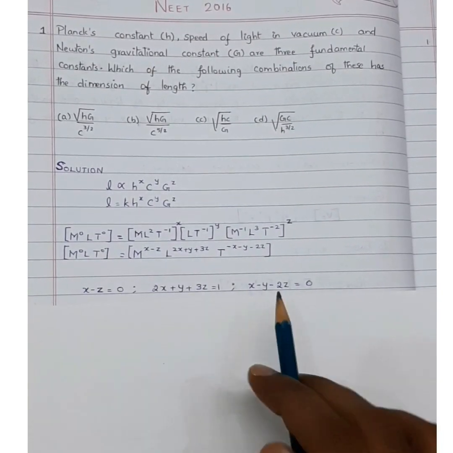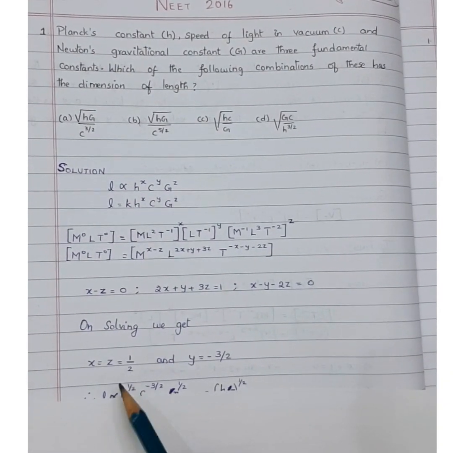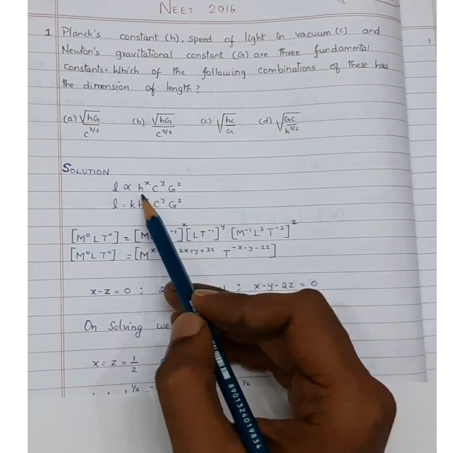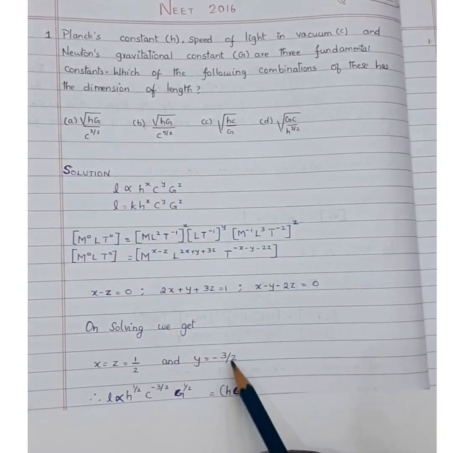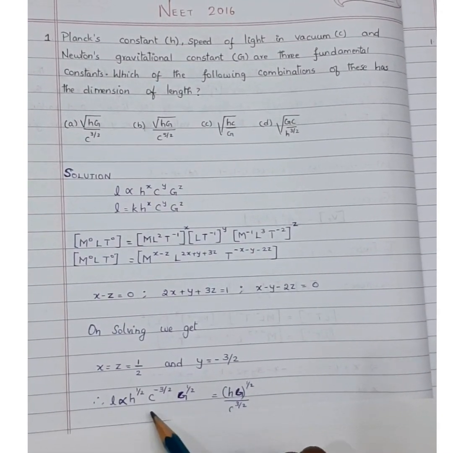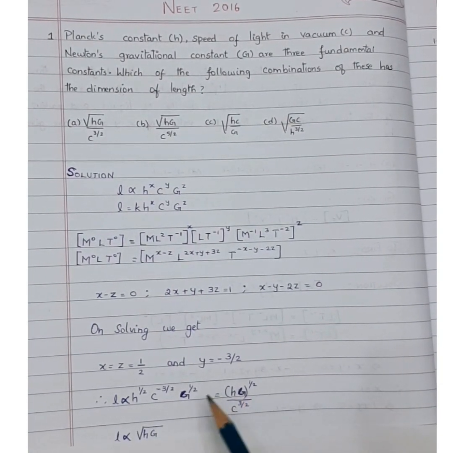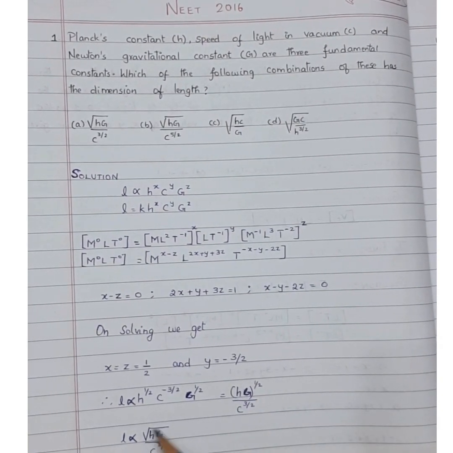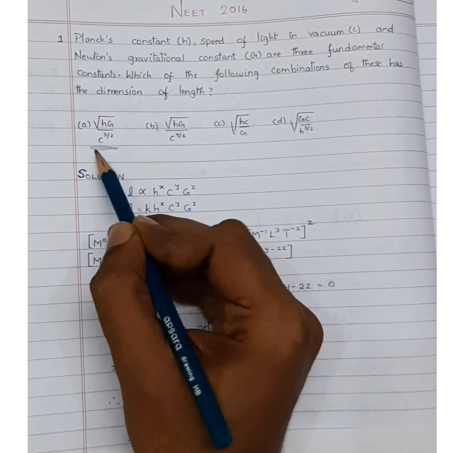So I'll be getting three equations. If you solve these three equations, I'll be getting the value for x, y and z. So in this question I'm getting x and z as 1 by 2 and y as minus 3 by 2. Now substitute these values here. So I'll be getting L is directly proportional to h power 1 by 2, c power minus 3 by 2 and G power 1 by 2. So the c power minus 3 by 2 can be written in the denominator as c power 3 by 2. So this is nothing but hG the whole power 1 by 2 by c power 3 by 2. 1 by 2 is nothing but root. So it's root of hG by c power 3 by 2. So option A is the correct answer.